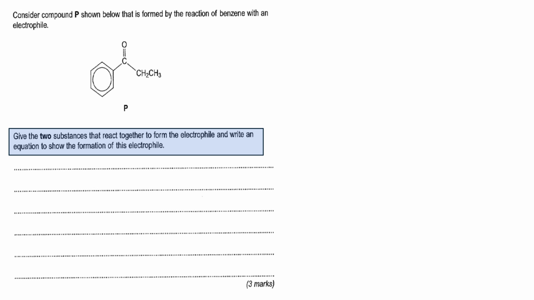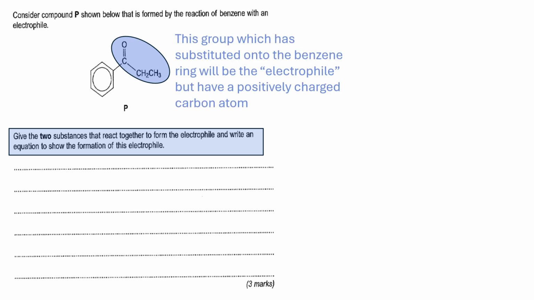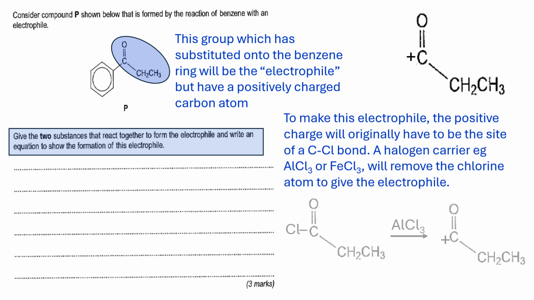So what you need to do is look at the part that is attached to the benzene ring. This group that I've circled is what the electrophile comes from. The way it's going to work is that the carbon that's bonded to the benzene ring will have a positive charge on it. So thinking backwards from the structure of P, you need to come up with an electrophile that looks like that.